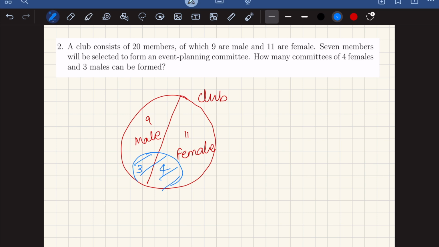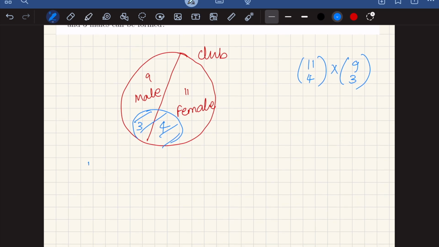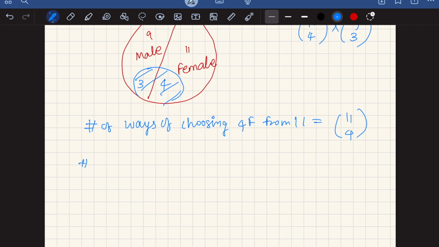Okay, yeah. So Akansha says 11 choose 4 times 9 choose 3, which is correct. So basically, the number of ways of choosing 4 females from 11 is 11 choose 4, and the number of ways of choosing 3 males from 9 is 9 choose 3.